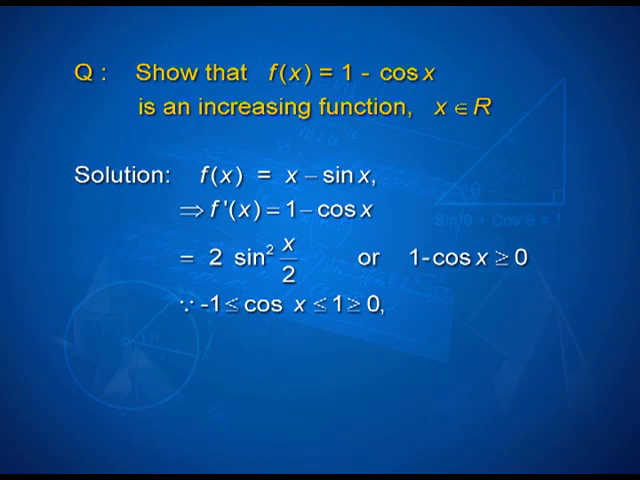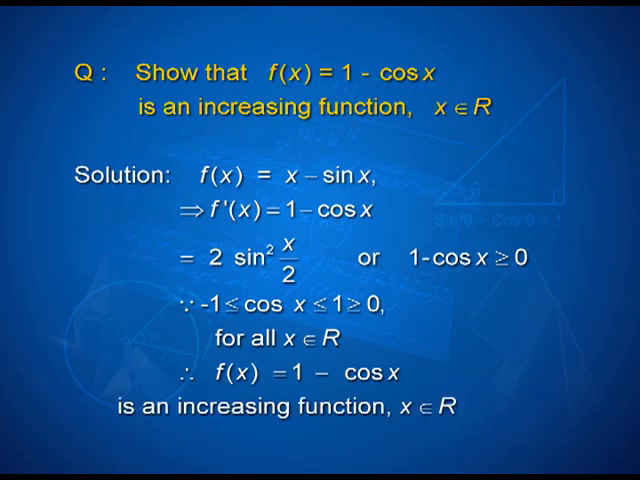Alternately, you can also say that 1 minus cos of x is greater than or equal to 0 because cos x takes the values between minus 1 and 1, ends included, and therefore, this function, that is f dash x, is always greater than or equal to 0, and therefore, the function f is an increasing function for x belonging to real numbers.